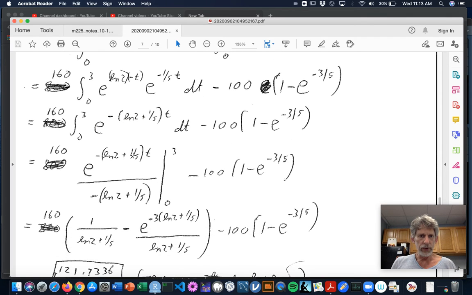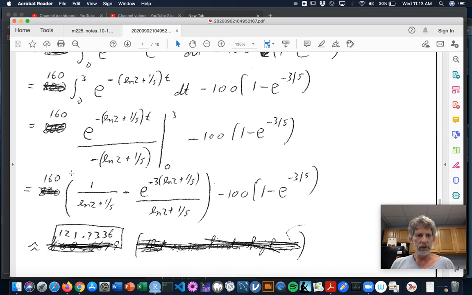Okay, and continuing along, I've got e to a constant times t to find an antiderivative for. That's so easy. That's e to the constant over the constant. I'm going to evaluate between 0 and 3. And so I get to plug in my 0 and plug in my 3. All right.